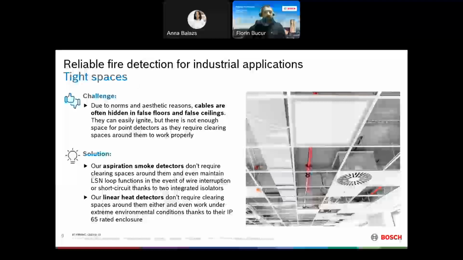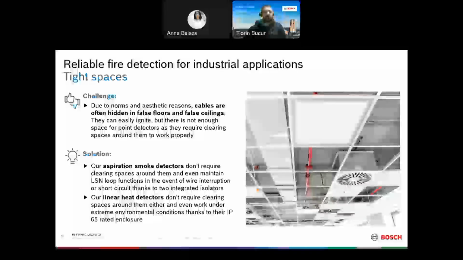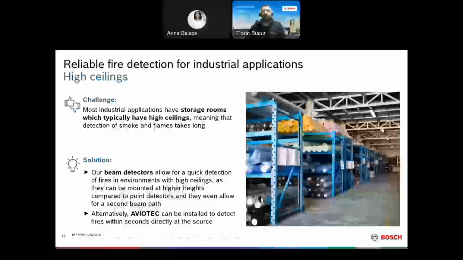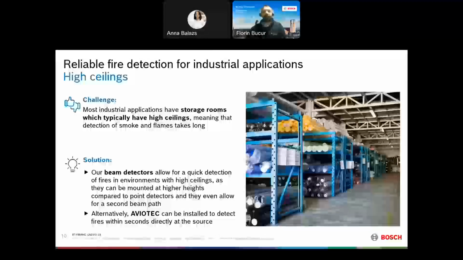Next, let's speak about high ceiling applications, and we can find these not only in production halls, but also in storage rooms. And here the challenge is that point detectors are usually limited in the permitted height at which they can be mounted. For that, we can offer quite a wide range of beam detectors or linear smoke detectors that can protect this type of space with a high ceiling.